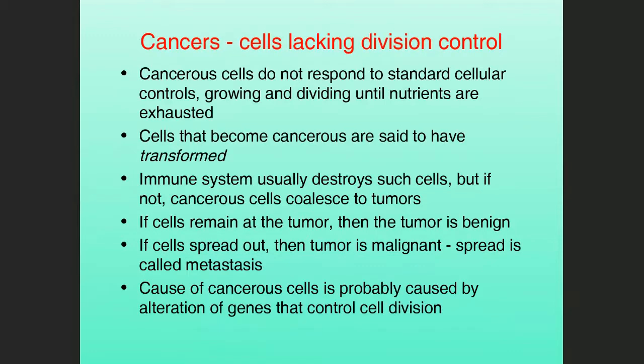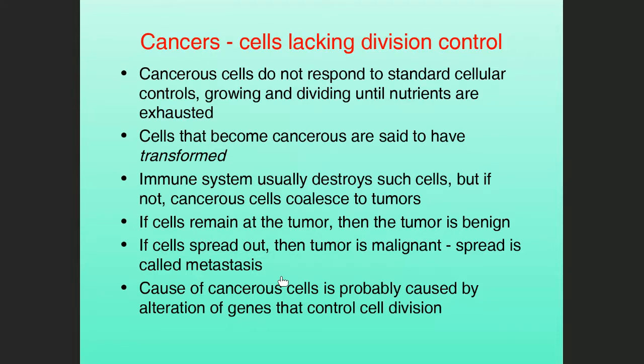Cancer cells lack division control. The cancerous cells do not respond to the standard cellular controls, growing and dividing until the nutrients are exhausted. Cells that become cancerous are said to have transformed. The immune system usually destroys such cells, but if not, cancerous cells coalesce into tumors. So our immune system usually destroys all these types of cells, which occur inside our body regularly, on a regular basis. But if not, they will become tumor cells.